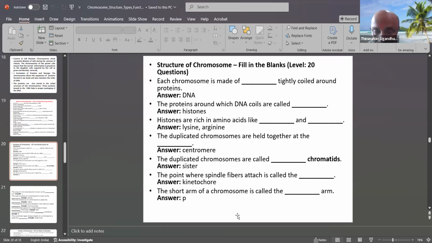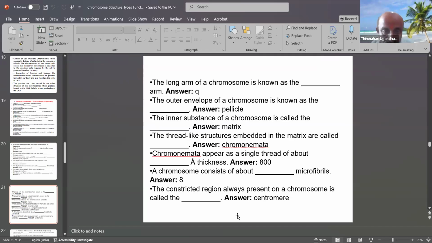The duplicated chromosomes are held together at the centromere. The duplicated chromosomes are called sister chromatids. The point where the spindle fibers attach is called the kinetochore, the central part. Then the short arm of the chromosome is called P. The large arm is called Q. The joint part of the P and Q arms is called the centromere. The long arm is called Q.